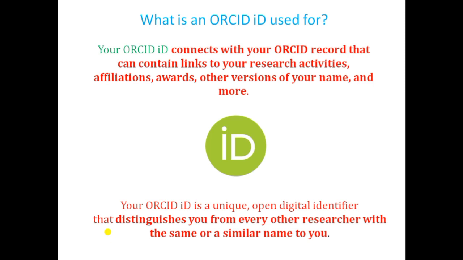What is ORCID used for? Your ORCID ID connects you with the ORCID record that contains the information related to your affiliations, awards, current employment, and many publications that you have published in respective journals will directly come into your single profile. In short, your ORCID ID is the unique number or digital identifier given to you so that your name is differentiated from the same name assigned to another person.